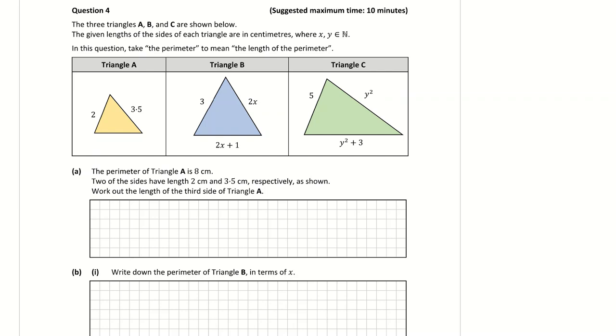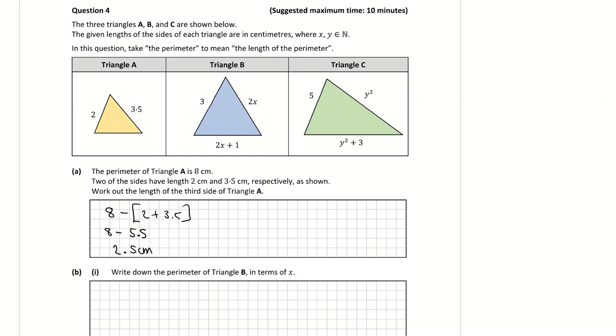Part A. The perimeter of triangle A is 8 centimeters. Two of the sides are 2 centimeters and 3.5 centimeters, respectively, as shown. Work out the length of the third side. Well, we know that the three sides add up to 8. So all I'm doing here is taking the full length of the triangle, subtract the other two lengths, 2 plus 3.5. So I'm basically just doing 8 subtract 5.5, which gives me a third side of 2.5 centimeters. Don't forget your units there.